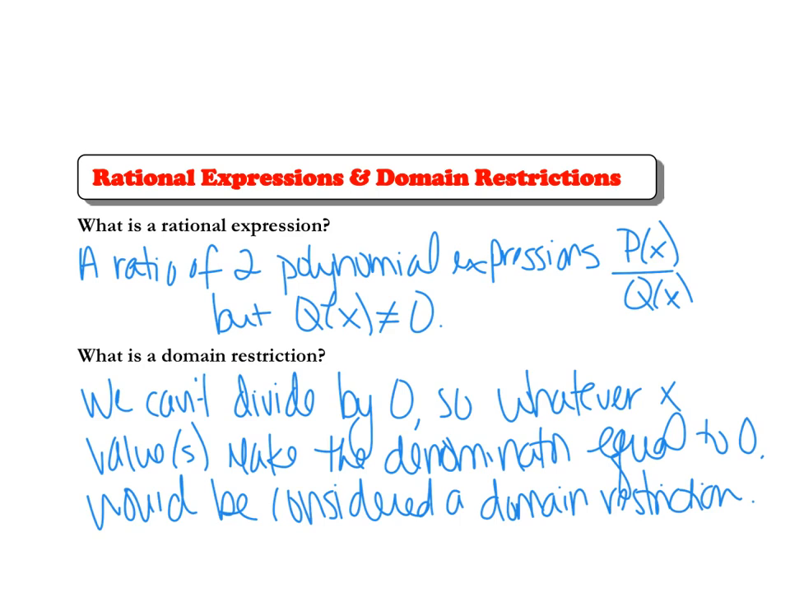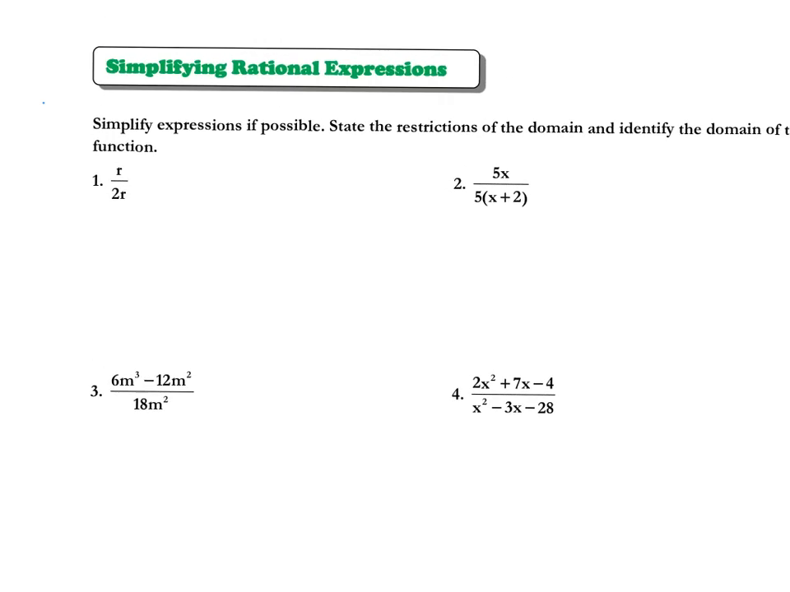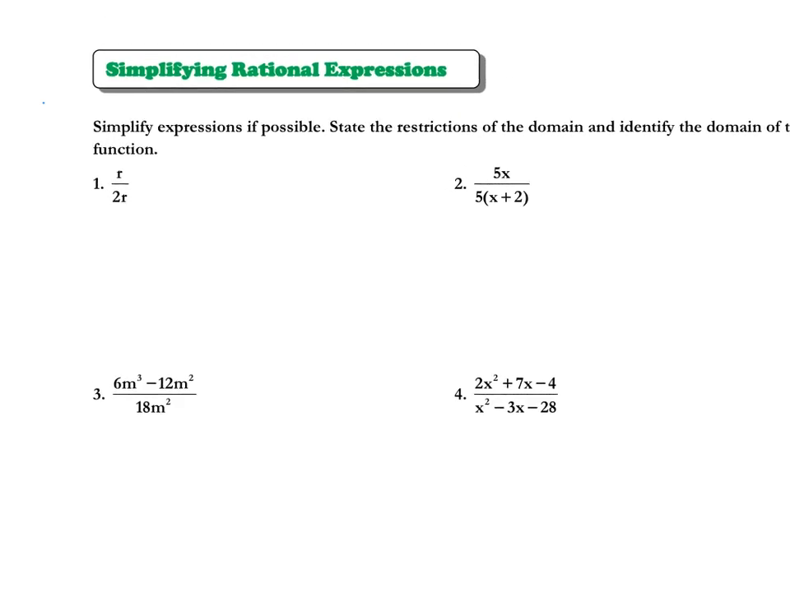Okay. All right. So the next page, what we're going to do is practice finding domain restrictions, stating the domain, and then also simplifying. We're going to combine these all together as one, so we're not doing too many examples. If we want to go ahead and go to the next page, I'm just going to jump down to simplifying rational expressions, because we can practice finding the domain restrictions and the domain in these already.